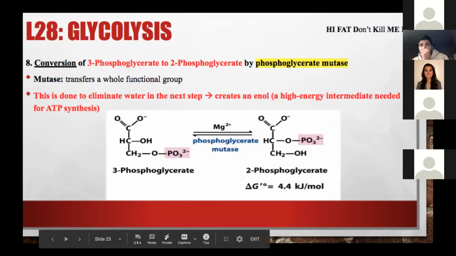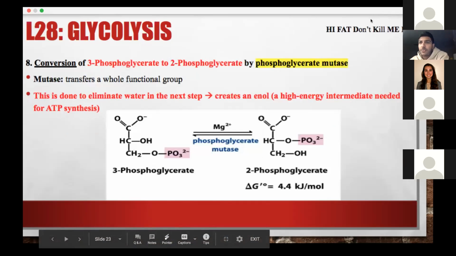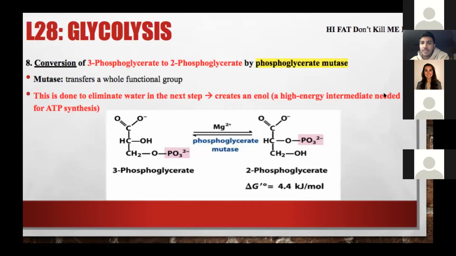And so after that, you have a conversion. And so we've never really seen mutases before. This is kind of the weird thing where we've never really looked at it before. But anyways, mutases are going to transfer a functional group. And the reason why we do this is to release water essentially. And so you have a 3-phosphoglycerate, right? So you went from 1,3 to 3. So now you're essentially just breaking it down, right? So you're going from 3-phosphoglycerate now to 2-phosphoglycerate.